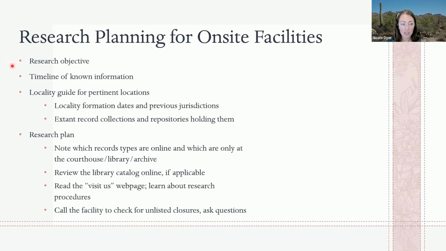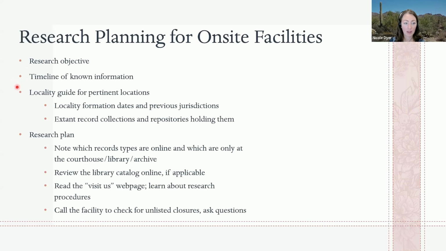When you have a research objective, it really helps you to know where to go and what to look for. And then, of course, timeline of known information. This is so important because you need to know when your person lived there. Otherwise, you'll spend a lot of time looking in irrelevant record collections and books. So you need to really nail down exactly when they arrived and when they left.